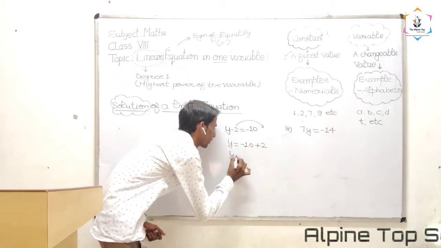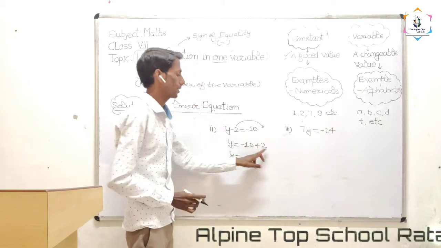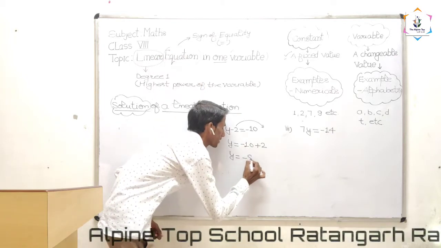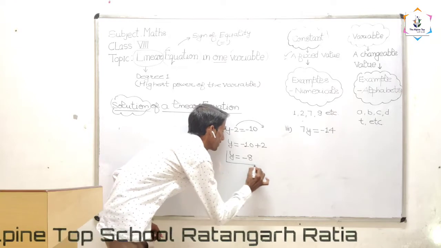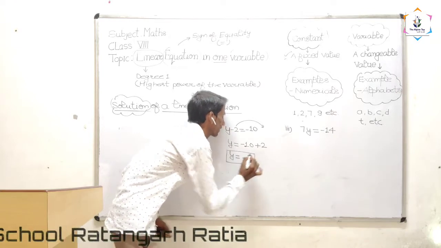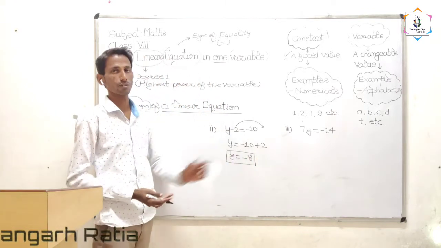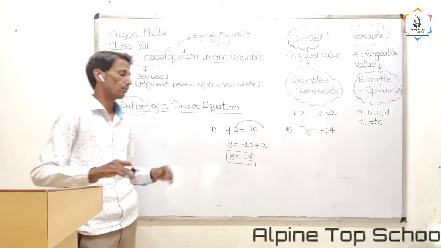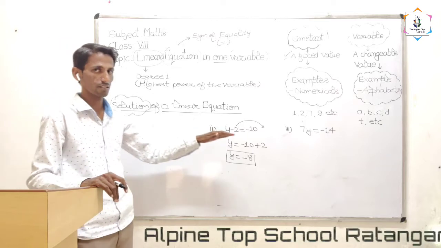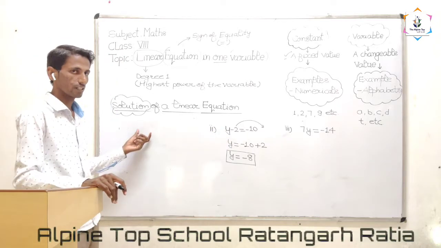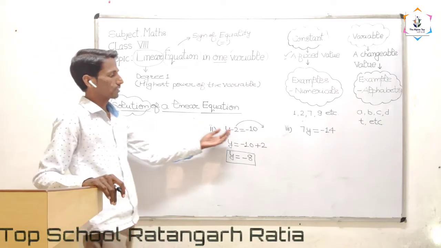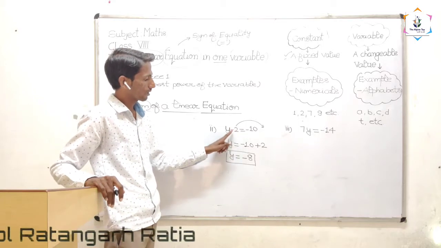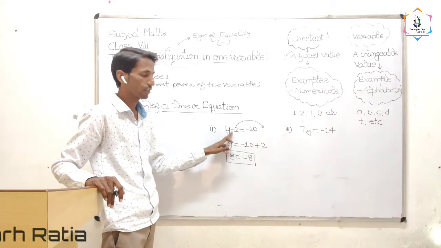Now what is the calculation overall here? Minus 10 plus 2, you will get minus 8. Students, y is equal to minus 8 is the solution of this particular equation. Students, I am using a different strategy here. The first question was related to the positive symbol. In the second example, we are studying the strategy of the negative symbol.